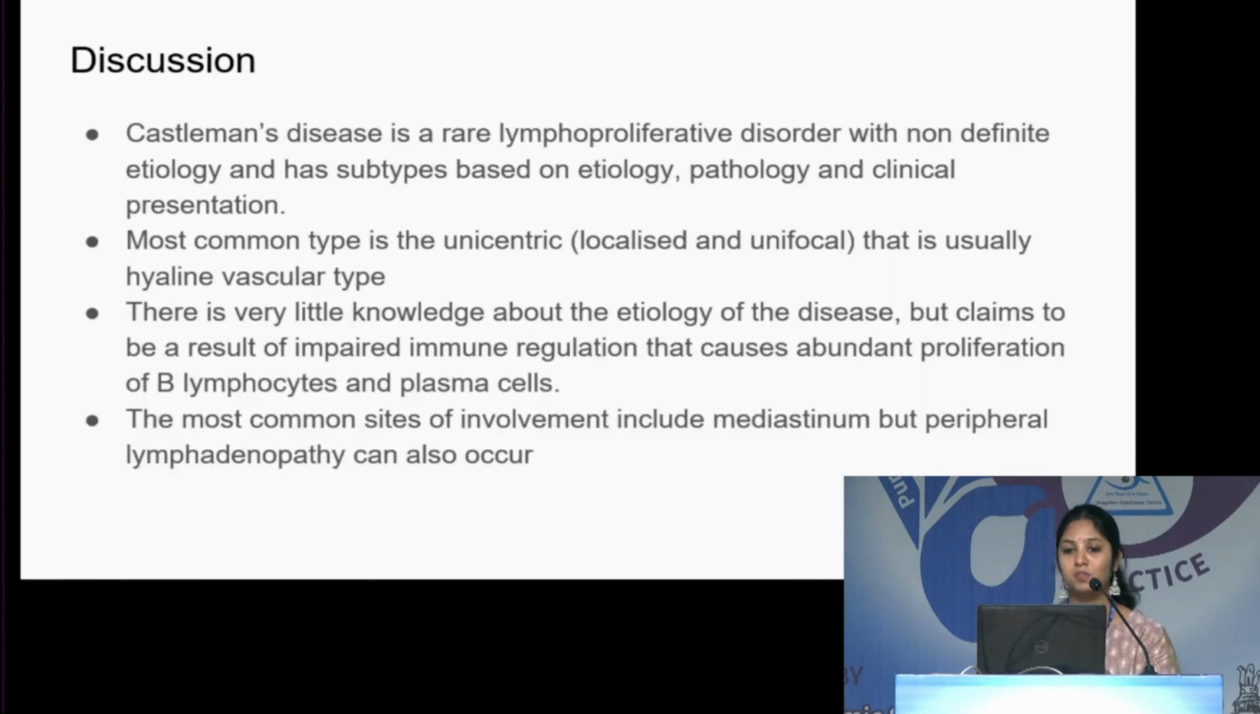Discussion: Castleman's is a rare lymphoproliferative disorder with non-definite etiology and has subtypes based on etiology, pathology, and clinical presentation. The most common type is unicentric, which is localized and unifocal, usually involving one lymph node and usually the hyaline vascular type of histopathological variant. There is very little knowledge about the etiology of the disease, but it is claimed to be a result of impaired immune regulation that causes abundant proliferation of B lymphocytes and plasma cells. The most common site of involvement is the mediastinum, but peripheral lymphadenopathy can also occur.